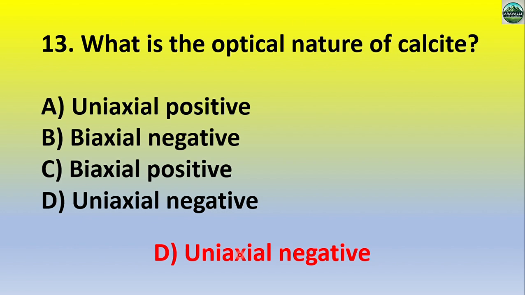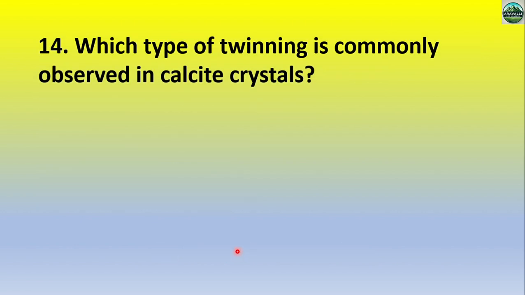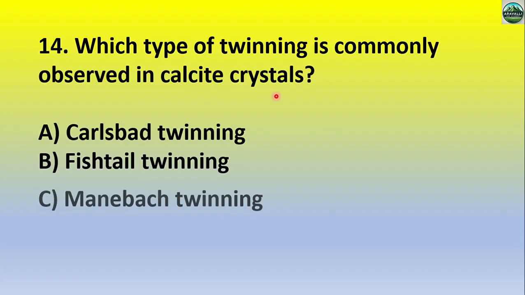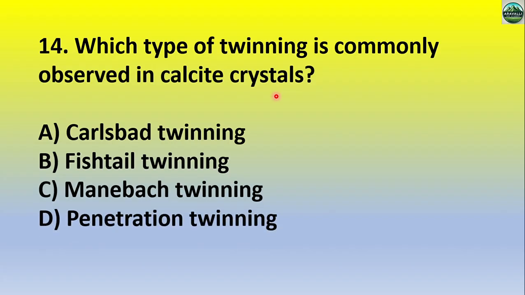Okay. Next question, which twinning is commonly observed in calcite crystals? Carlsbad twinning, fishtail twinning, Manebach twinning and penetration twinning. So which one is the correct answer? The right answer is B, fishtail twinning. Carlsbad is present in feldspar, Manebach is also in feldspar.